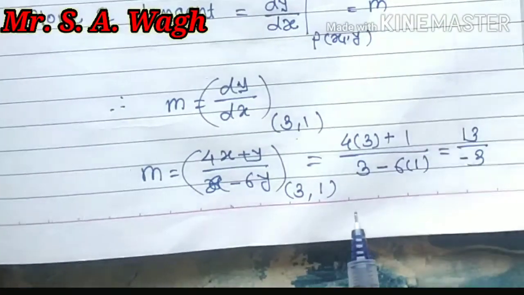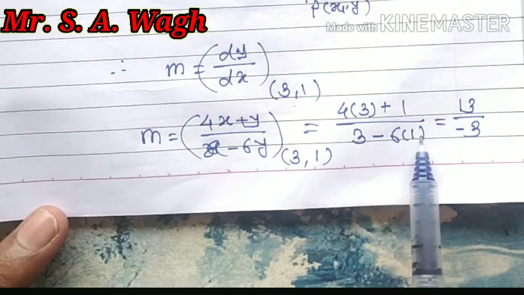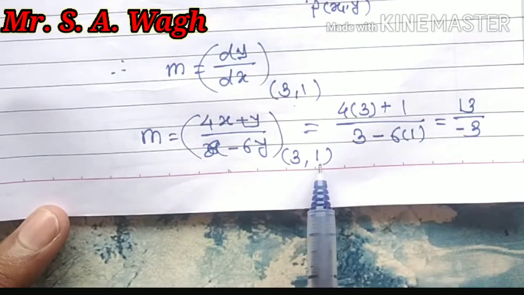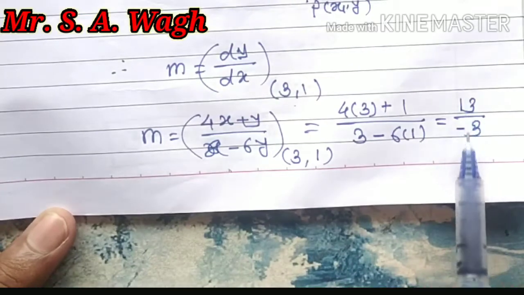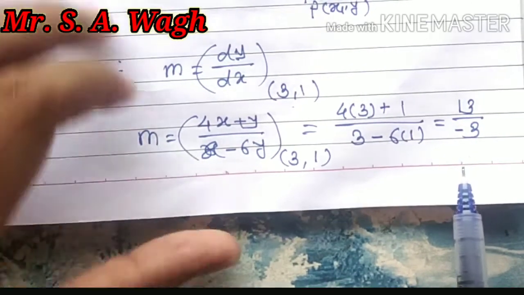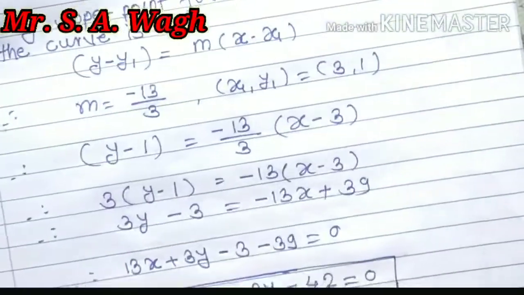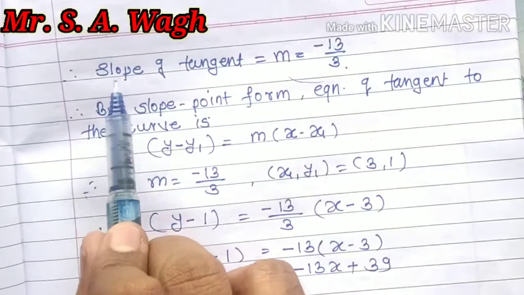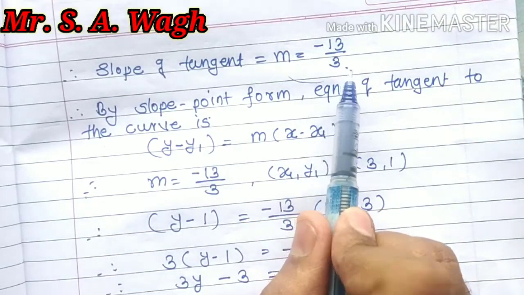So simply substituting, it will be 4 into 3 plus 1 divided by 3 minus 6 into 1. So x is 3, y is 1, and we substitute here. So we get 13 divided by minus 3. The result is minus 13 by 3, which is the slope of tangent. So the slope of tangent m is minus 13 by 3.